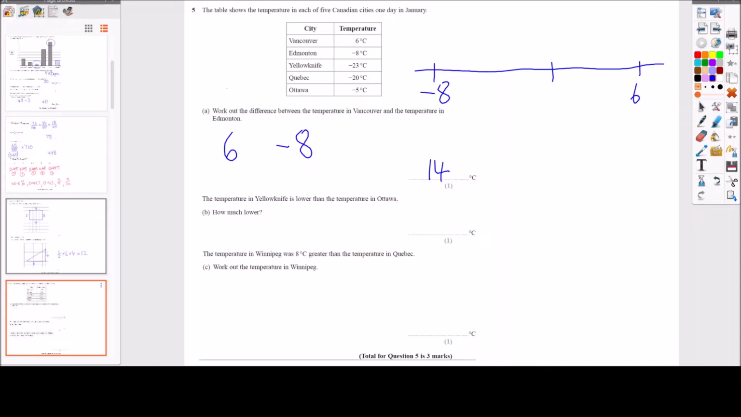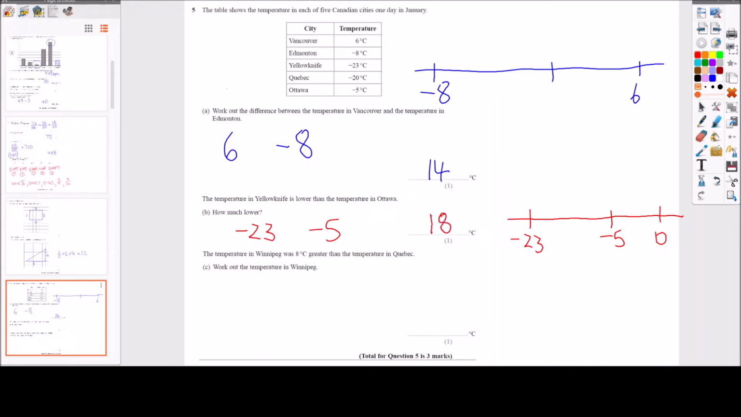Now for part B, the temperature in Yellowknife is lower than the temperature in Ottawa. How much lower? Well, Yellowknife is -23. Ottawa is -5. So again, just picture a number line. We've got -5 here, -23 here. The difference between -23 and -5 is 18. Always put a difference down as a positive number, okay? A difference is a positive number.